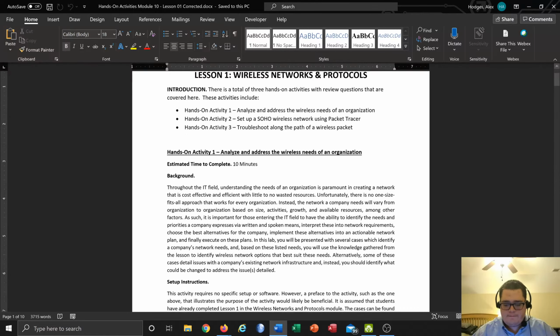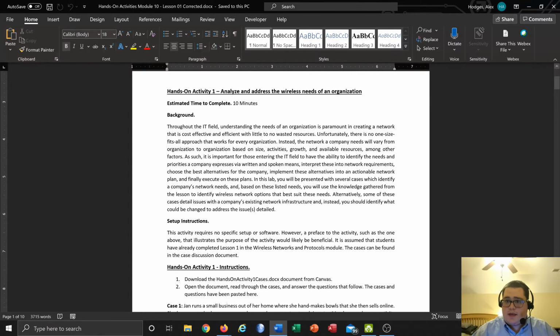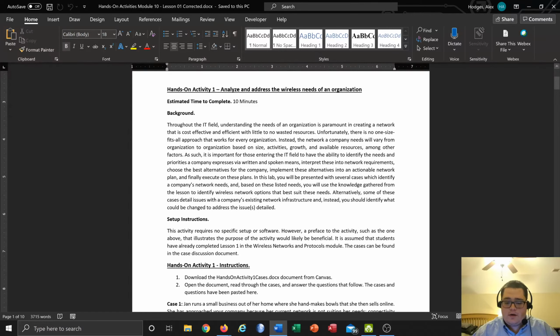The background section just covers kind of what the activity is, what it's doing, why it's doing it, the purpose, that kind of thing. So for activity 1, this is a case-based activity where you have to read through a particular case that a client or a customer has and identify the needs that they have, and based on those needs, what network best suits them.